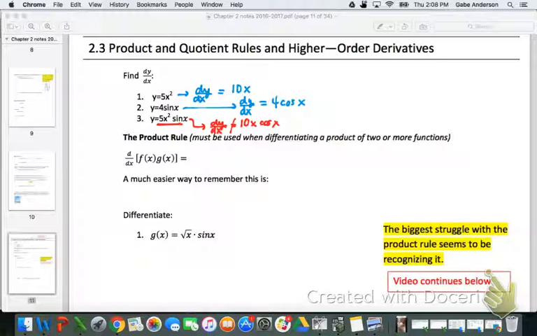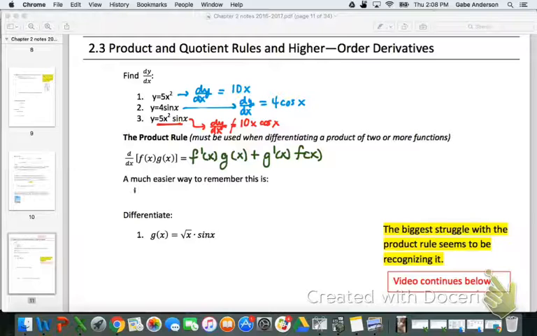So I'm going to show you the symbols here. The symbols are important. I'll show you an easier way to remember it. So here we go. So d dx of f of x times g of x looks something like this. F prime of x times g of x plus g prime of x f of x. That's how some folks will write it. Let me give you a way to remember it. That's not going to be a great way for you to remember it.